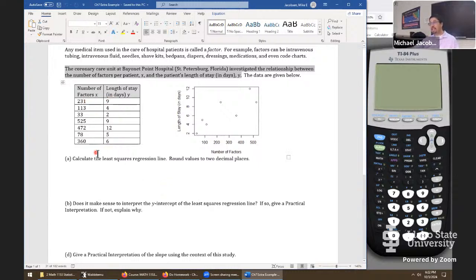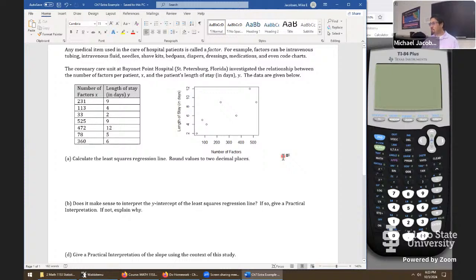Looking at this, it looks like it does pan out. For this individual, 360 factors. Remember, this is the coronary care unit, so we're thinking people who had heart attacks and such. This person stayed in the hospital for just 6 days, 360 factors. The very next individual stayed for 5 days, but only 78 factors. Lots of variation in these data, it looks like. But when you put it in a scatter plot, there is at least a pattern going on in these data.